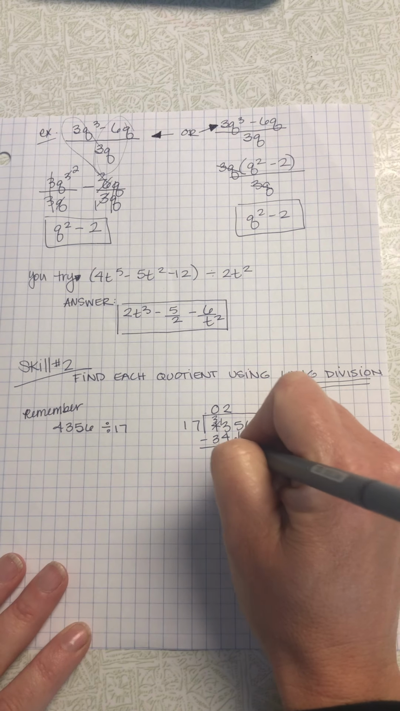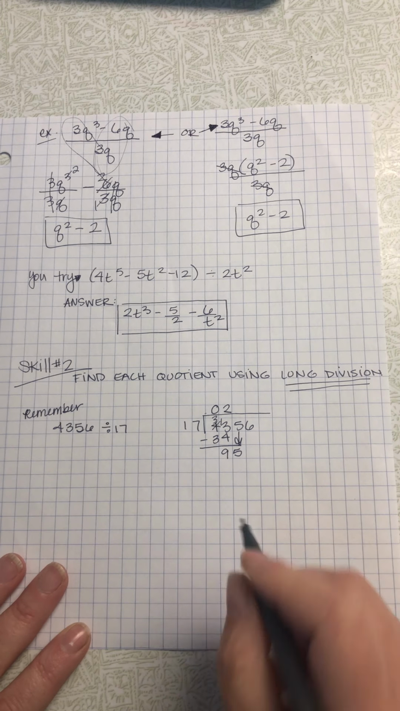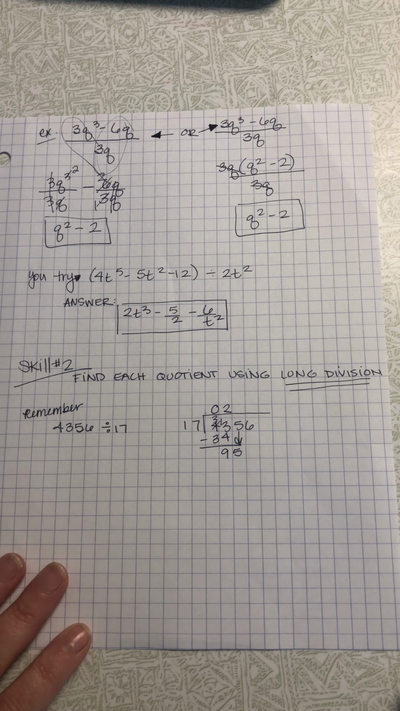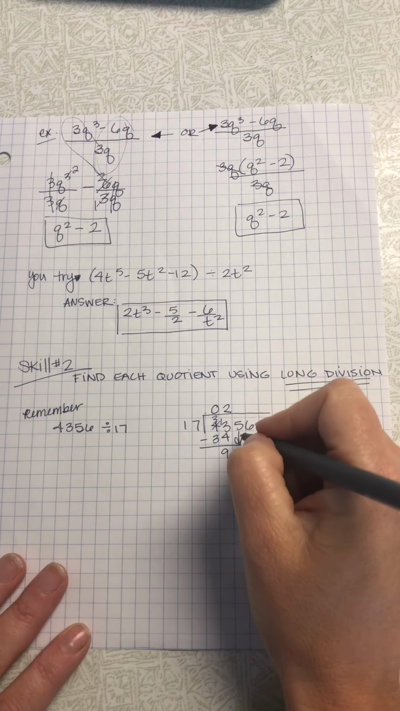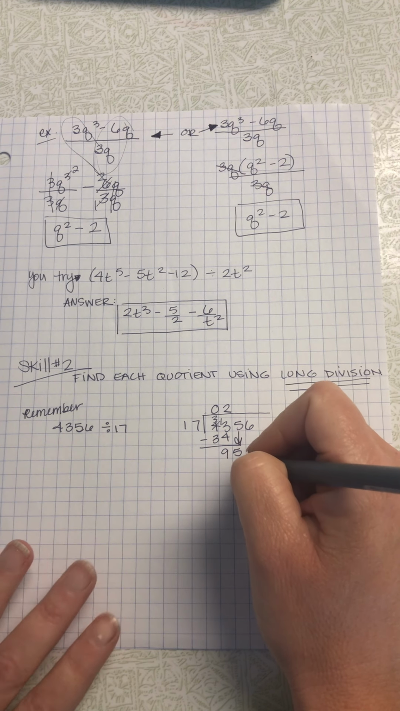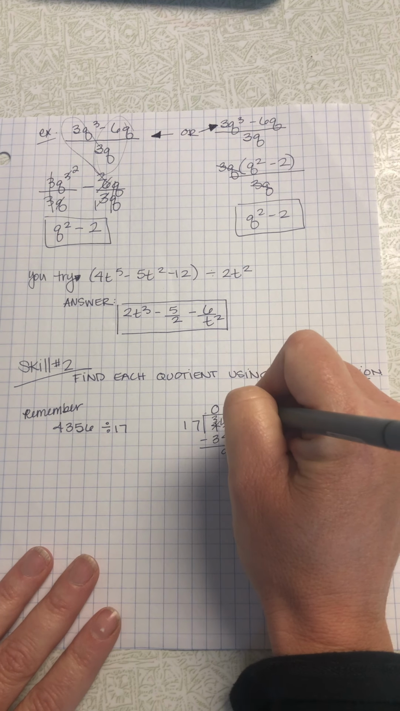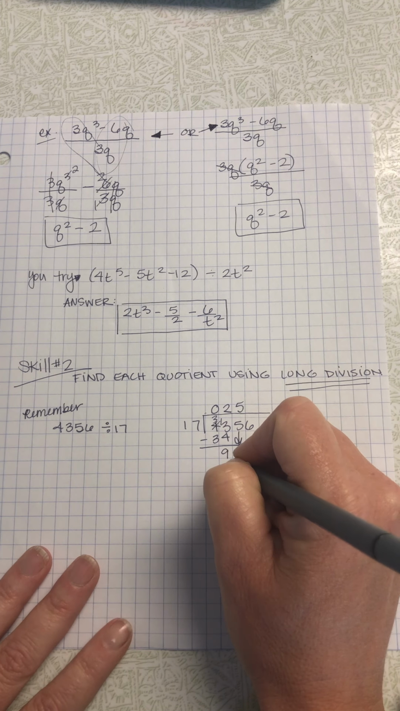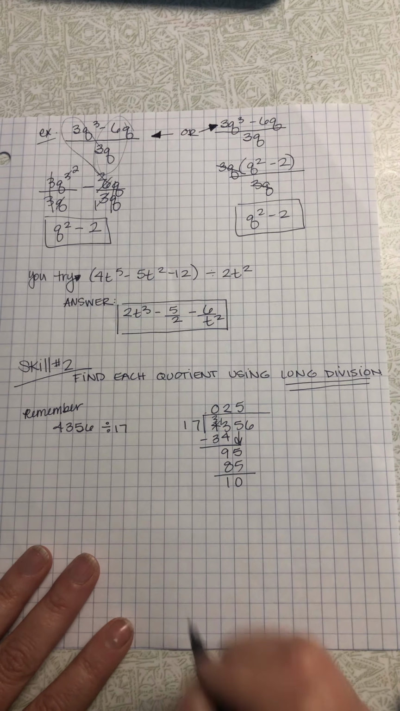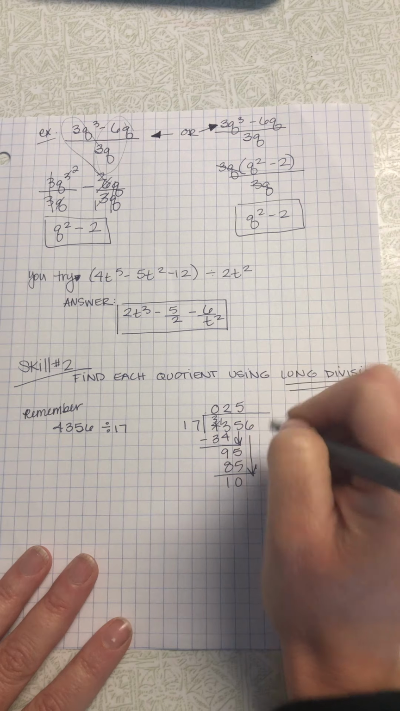And then we bring down the next, right? So I know that you know how to do this, but this is what we're going to be doing with our variables and our polynomials. So we need to make sure that we remember not just the how, but the why, right? So then we've got 95, and the closest we can get is times 5, and 17 times 5 is 85. So this time we have 10 left over, and we bring down our 6.